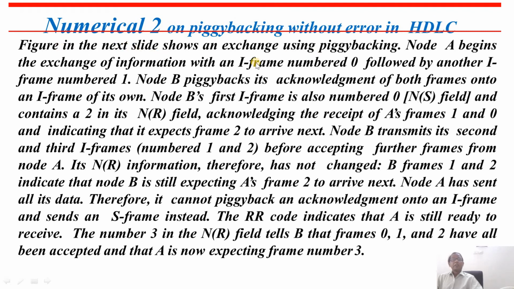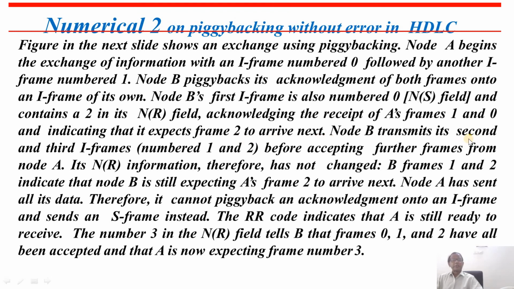Okay, how does the exchange with piggybacking take place? Node A begins the exchange of information with an I frame numbered 0 followed by another I frame numbered 1. Node B piggybacks its acknowledgement of both frames onto an I frame of its own. Node B's first I frame is also numbered 0 and contains 2 in its NR field, acknowledging the receipt of A's frames 0 and 1 and indicating that it expects frame 2 to arrive next.